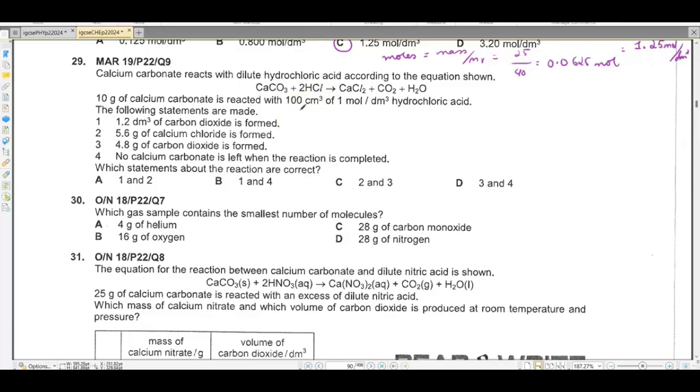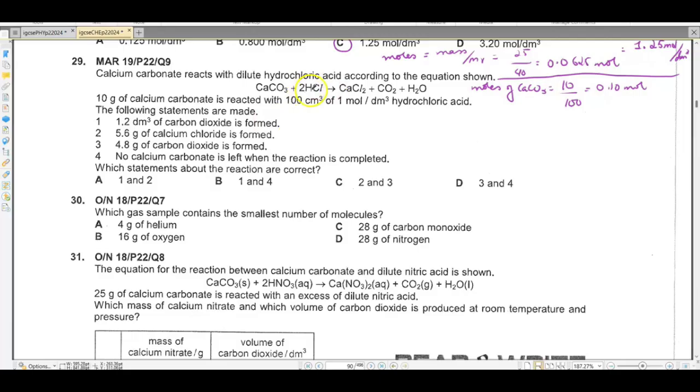So again, I am suggesting that if you are doing this in the paper, leave it for the last. Okay? Because there are so many steps involved. This question has everything related to moles that we've learned. First of all, we are going to find the moles of CaCO3. And how are we going to do that? We have the mass and we have its MR as 100. So this is going to give us 0.10 moles. Okay?